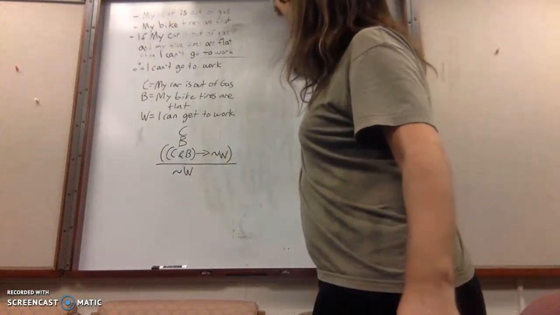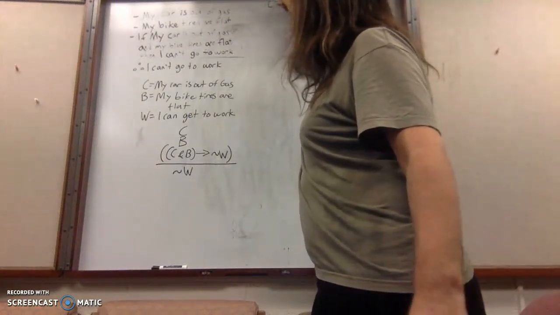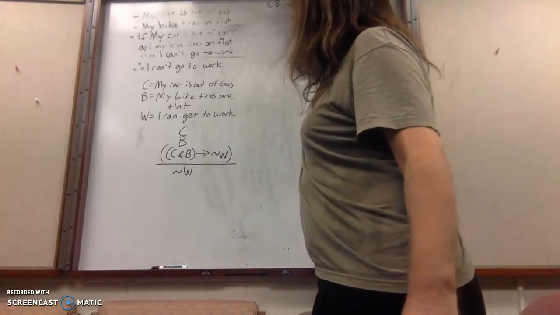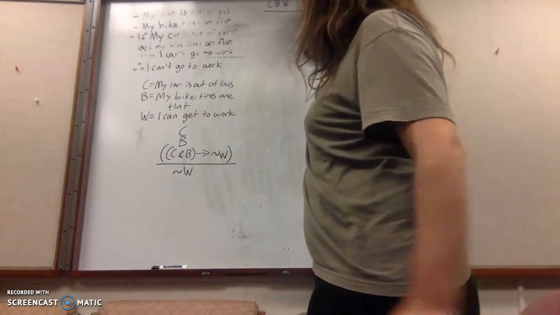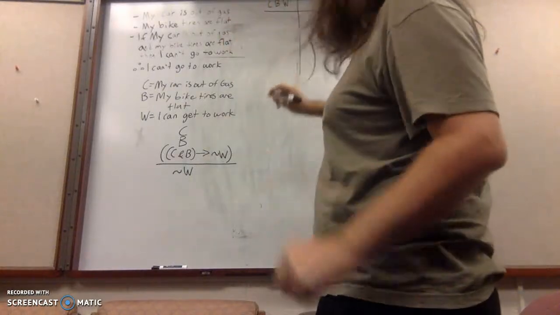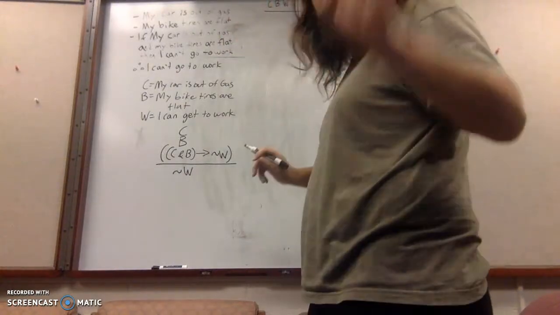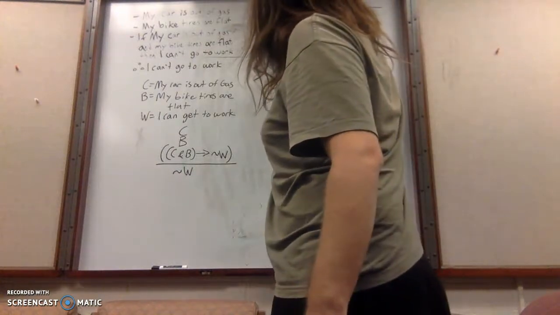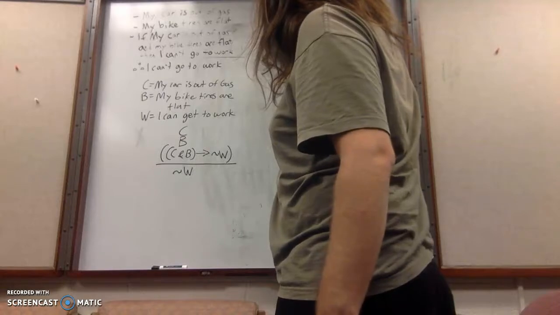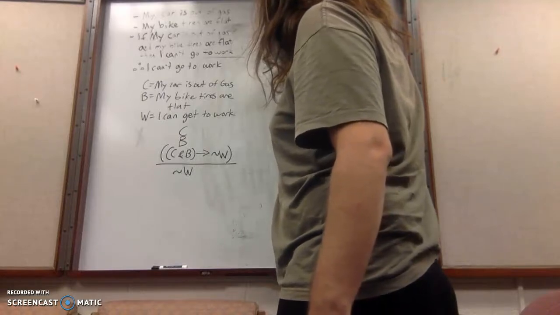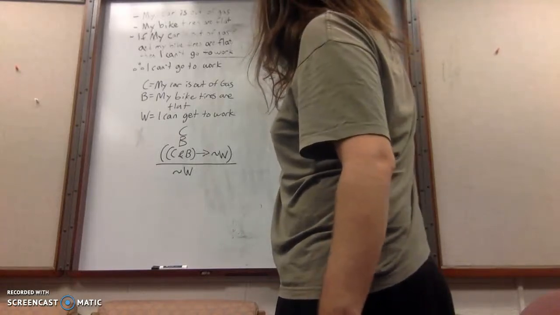So first, we have three different atomic parts at play. We have C, B, W, three symbols. So we need 8 rows.